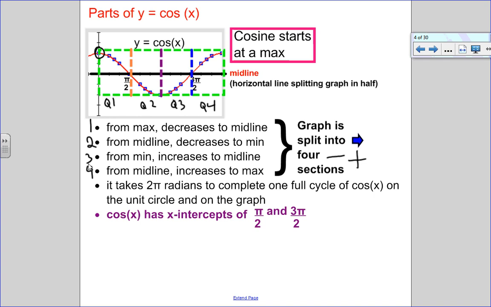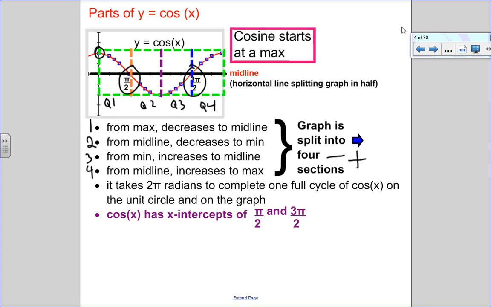The other thing I want to notice is that it has x-intercepts, and the x-intercepts are at pi/2 and 3 pi/2. Those are my quadrantal angles on the unit circle. The point here at pi/2 is going to be the point 0 and 1. That's why it would be an x-intercept, because cosine has a value of 0.